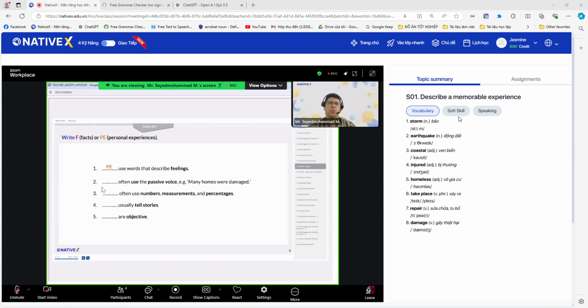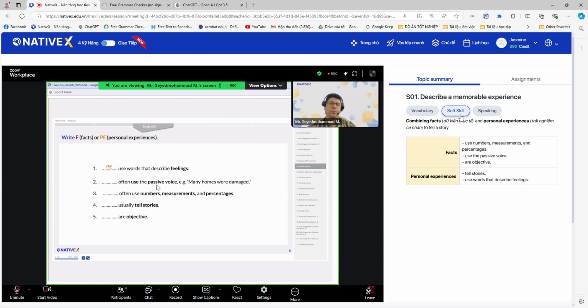Twin, how about number 2? Facts often use the passive voice. Facts. Jasmine, how about number 3? Facts often use numbers, measurements, and percentage. Measurements. Can you say it again? Okay, very good job.